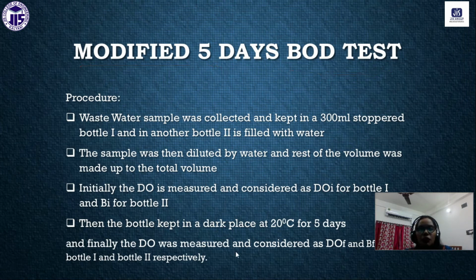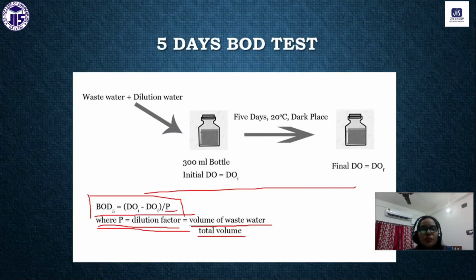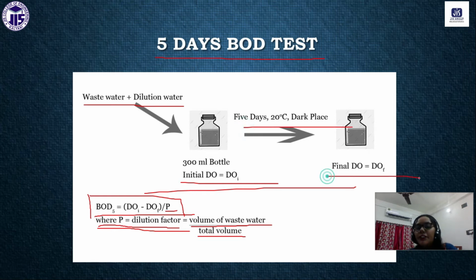Before discussing this, first of all, we should look here. In the 5 days BOD test, what have we generally done? We have taken one bottle filled with wastewater plus distilled diluted water, and we have measured the initial value of dissolved oxygen. After 5 days, again we have measured the final value, and this is the BOD of the sample.